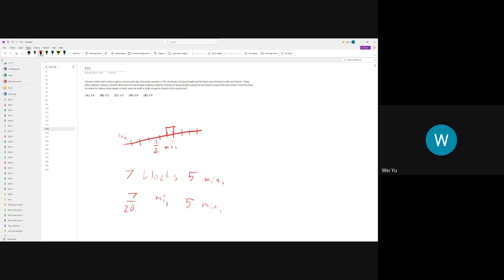To calculate this in miles per hour, to get from 5 minutes to an hour, we multiply by 12. So it's just 7/20ths times 12, which is equal to 21 over 5, which is equal to 4.2.